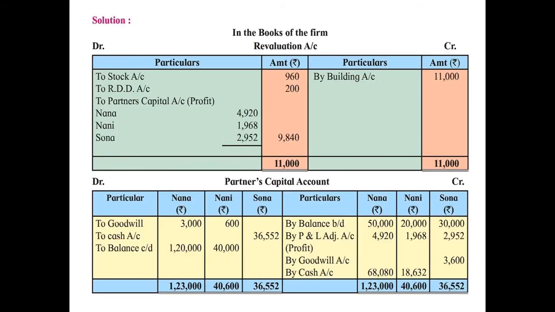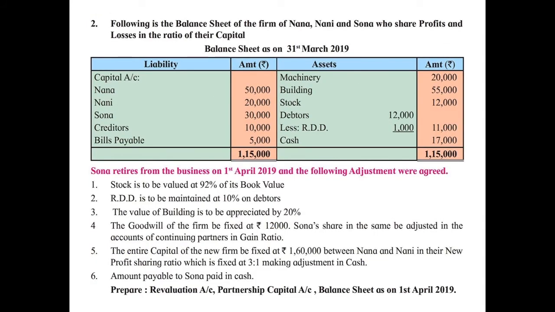Now we are going to check other adjustments. Adjustment number 5. What is given here? The entire capital of the new firm be fixed at rupees 1,60,000 between Nana and Nani in their new profit sharing ratio, which is fixed at 3:1, making adjustment in cash.